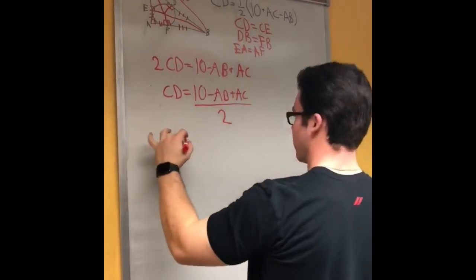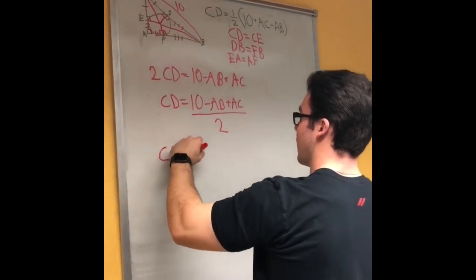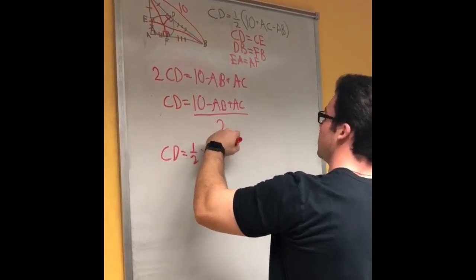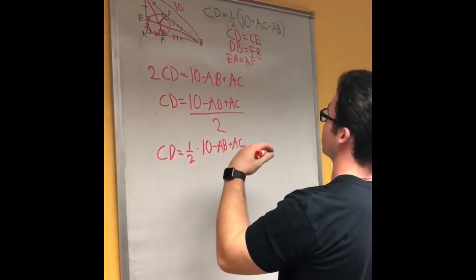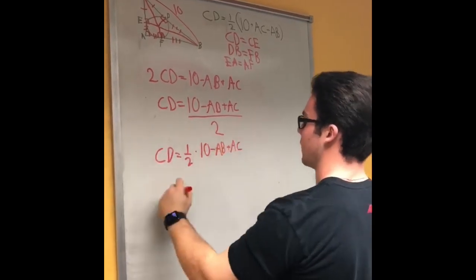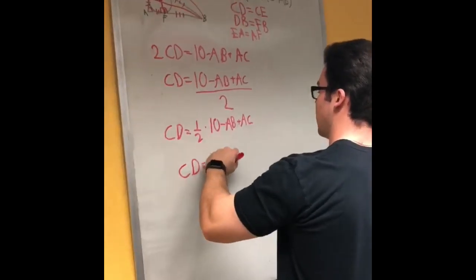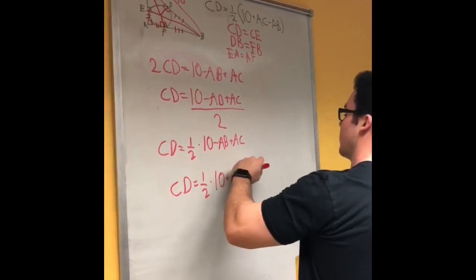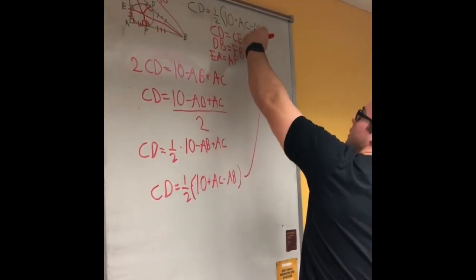But we can just rewrite that as CD equals 1/2 times (10 minus AB plus AC). And then we can write that again to get it to look like that. So we have CD equals 1/2 times (10 plus AC minus AB), which is equal to this.